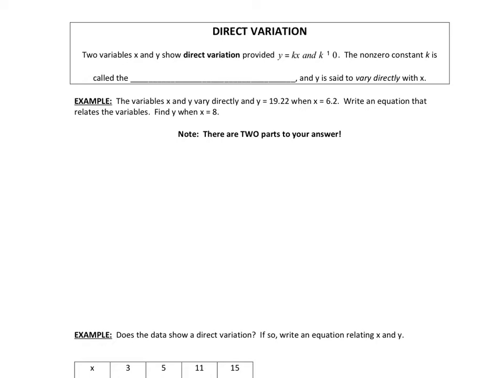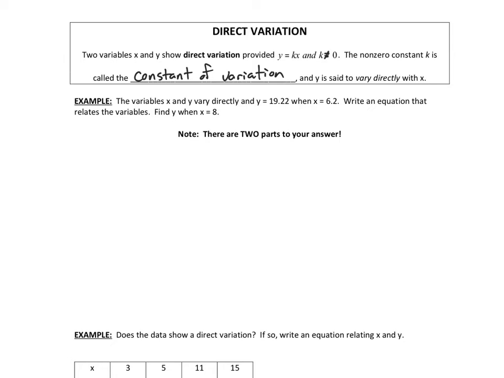All right, so two variables x and y show direct variation provided you have y equals kx, where k does not equal 0. The non-zero constant is called the constant of variation. And y is said to vary directly with x. So k is the constant, and y is said to vary directly with x. So the variables x and y vary directly.